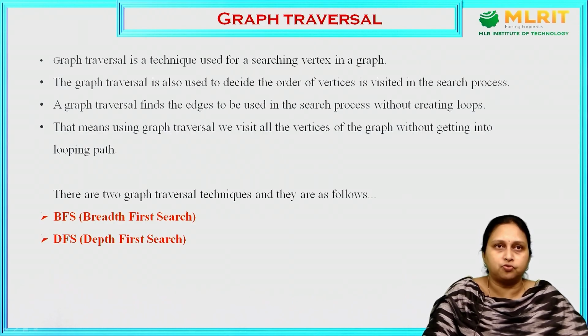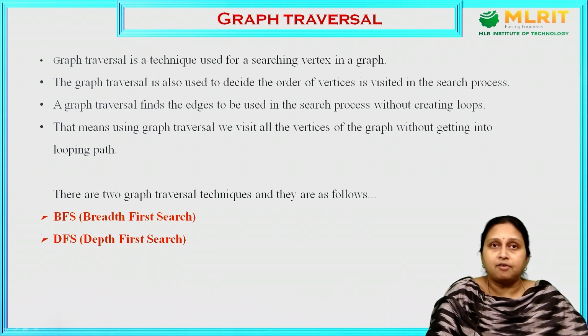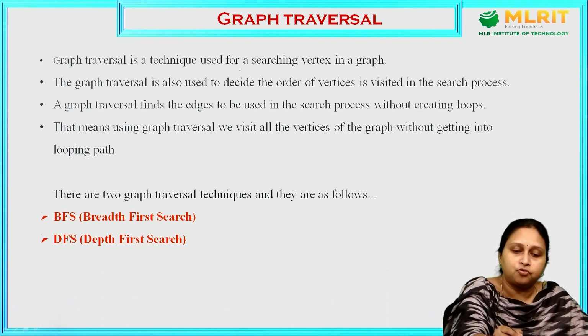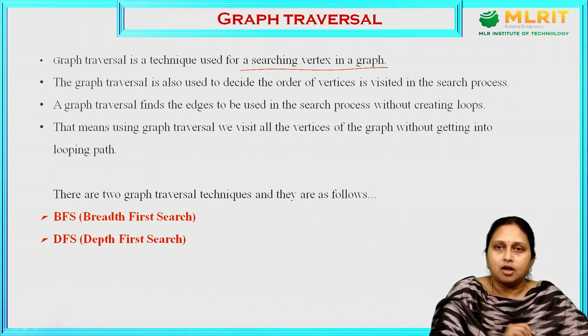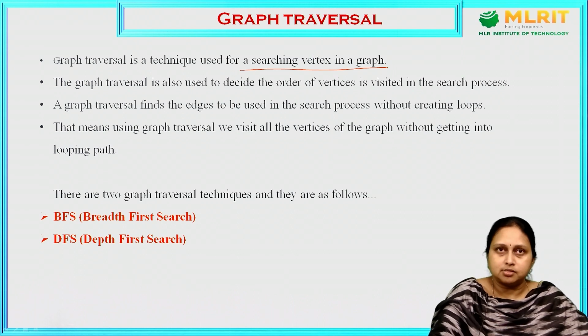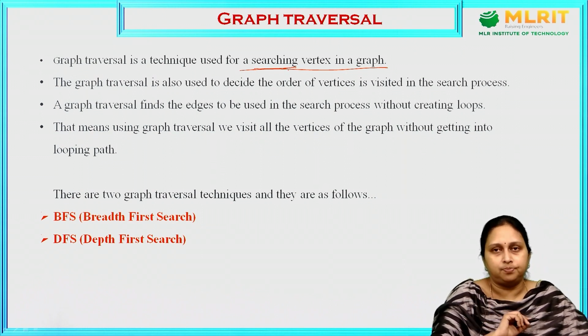What is the use of a graph traversal? What are we going to do with it? Graph traversal is a technique for searching a vertex in a graph. In a graph, we have vertices and edges, as we have discussed, and by using graph traversal, we search whether a particular vertex is there in the graph or not. This is what we do in the graph traversal.